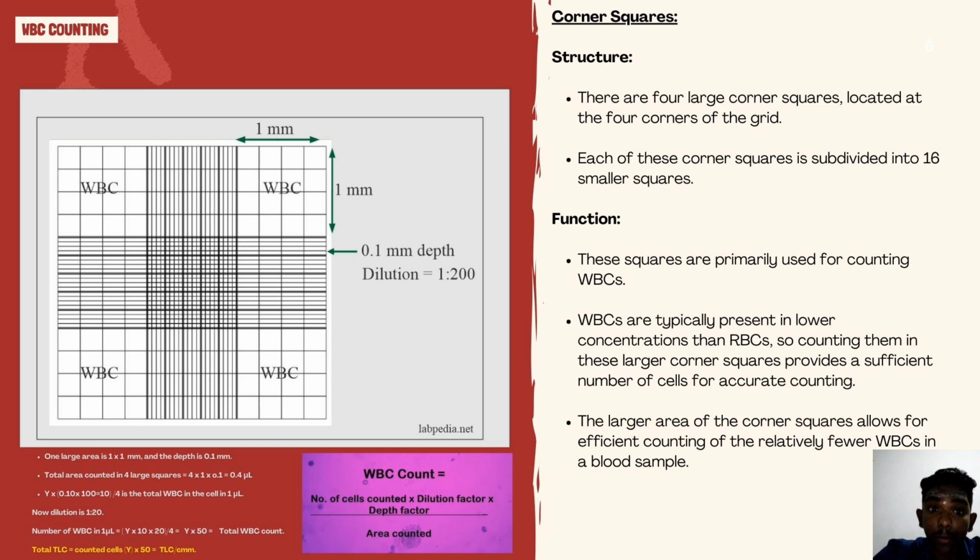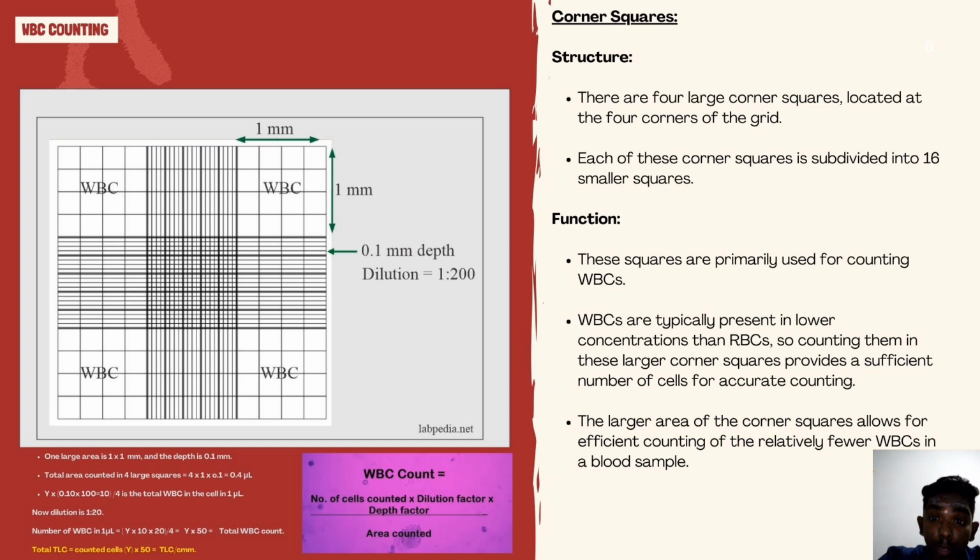These are the squares that we primarily use for counting WBC. WBC are typically present in lower concentration than RBC, so counting them in this larger corner square provides a sufficient number of cells for accurate counting. The larger area of the corner square allows for efficient counting of the relatively fewer WBC in our blood sample.